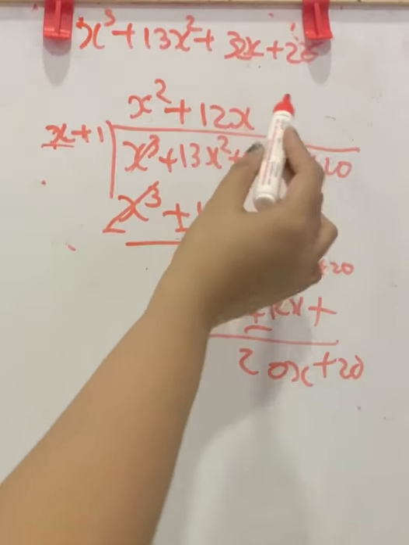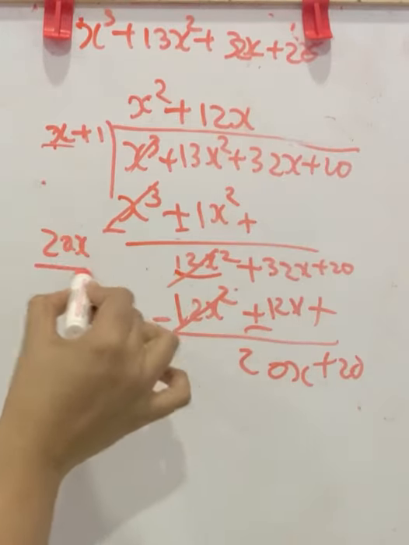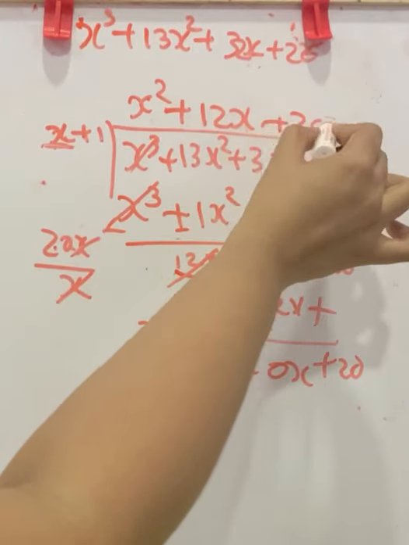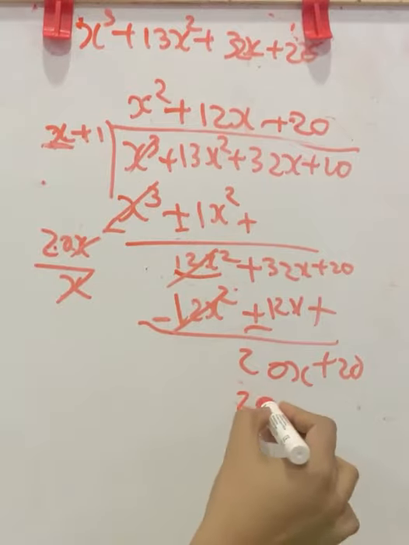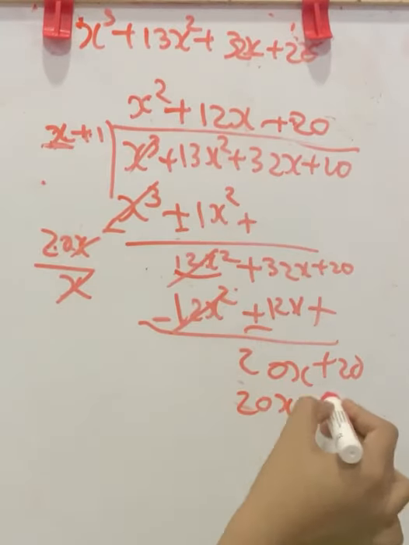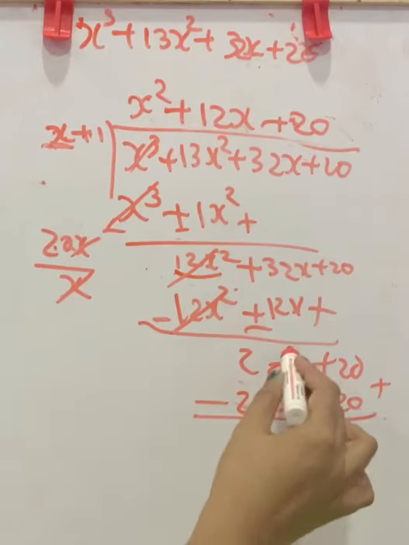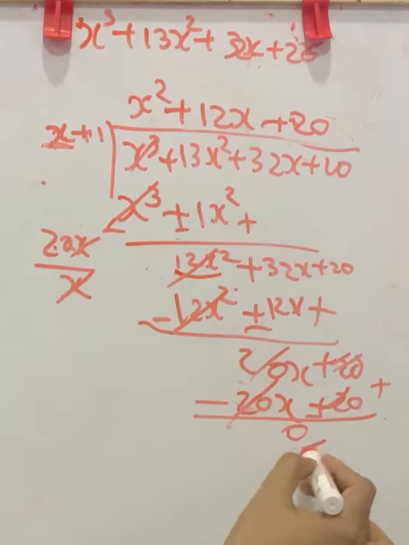Now to get the third term here, 20x divided by this x. x and x cancel, 20 is the plus 20. Now 20 into x, 20x. Plus 20 into plus 1, plus 20. All will get cancelled, additive inverse. So 0.